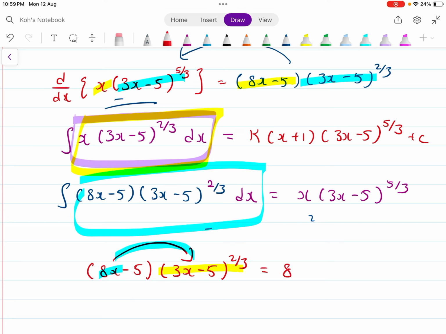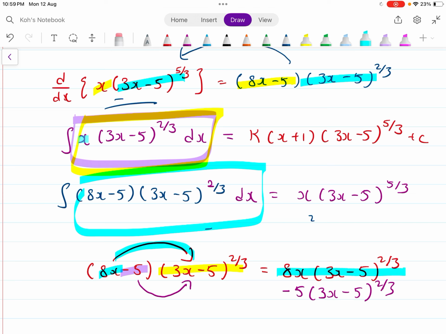It is equal to 8x, then bracket 3x minus 5 bracket to the power of 2/3. So that's the first expansion. Of course, I do another one. I look at the -5. So here -5, I multiply with the whole of the yellow color bracket, meaning I'll get -5 times (3x minus 5)^(2/3). In this way, you can actually get the form that they want. Let me just highlight, this thing is actually the form that they want.